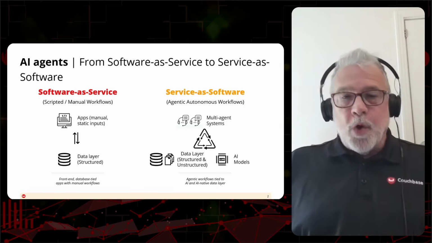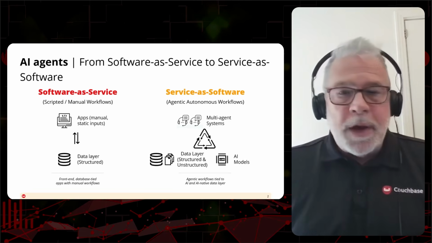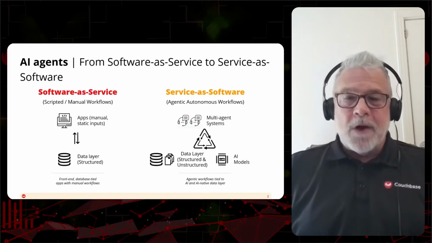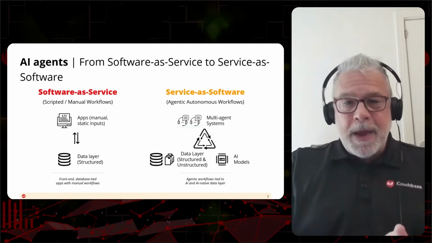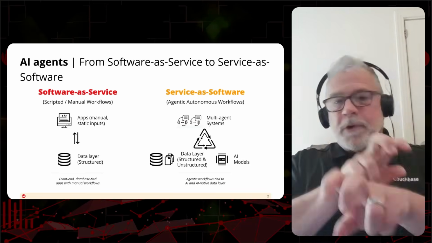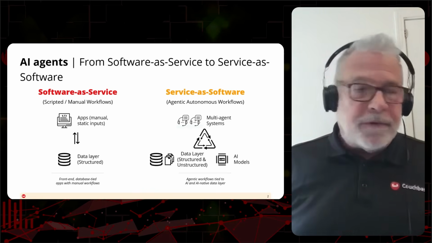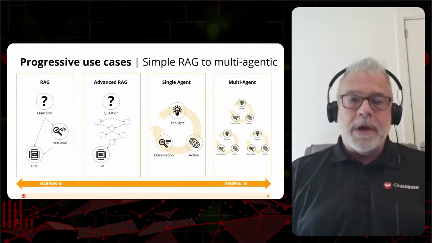So the workflows themselves have flipped from scripted and manual to agentic and autonomous. And that's the part that breaks the old assumptions, right? Your data architecture was designed for an app that asks one question at a time. And now you've got agents that need to reason and retrieve and act and iterate, sometimes hundreds of times in a single user interaction, right? And that sort of really changes everything underneath.